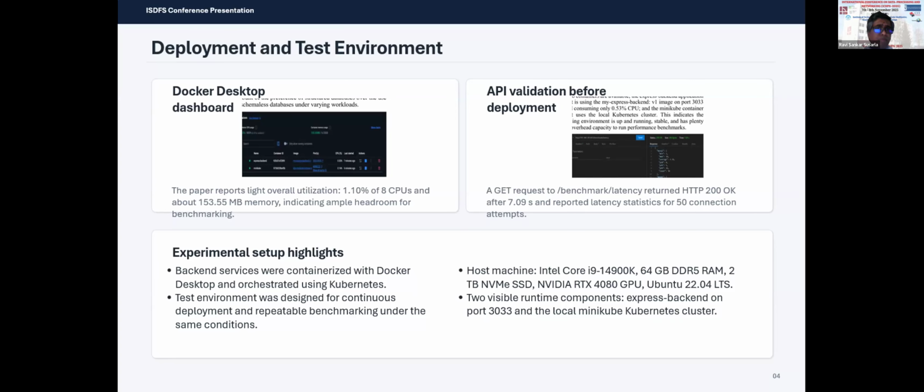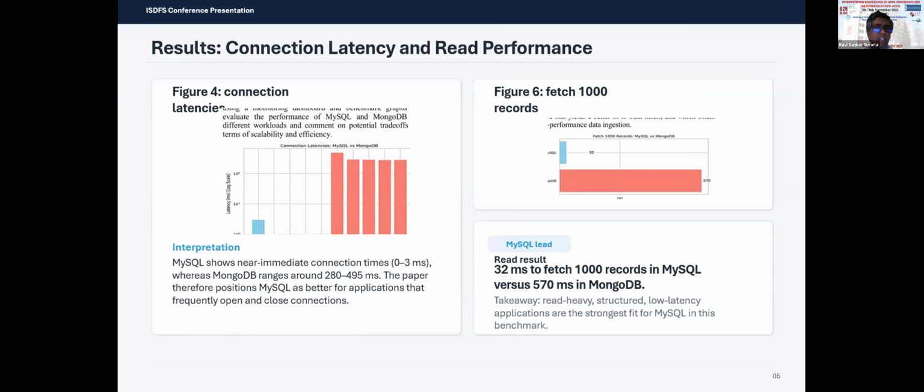Now the connection latencies, as shown in the figure: connection latency MySQL versus MongoDB, with latency on the y-axis. MySQL shows near immediate connection times, 0 to 3 milliseconds, whereas MongoDB ranges from about 280 to 495 milliseconds. The paper therefore positions MySQL as better for applications that frequently open and close connections.